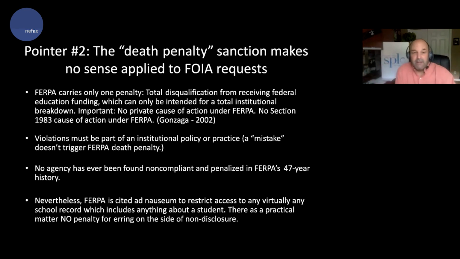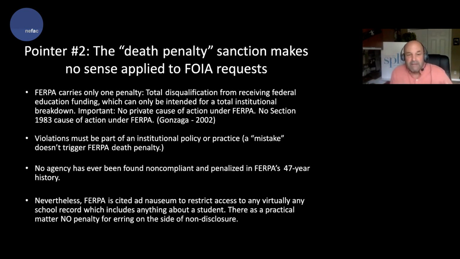Basically, probably eliminating the institution, their ability to continue conducting business. So there's no real, the downside for releasing a record that is subject to FERPA is huge. Schools will claim that. On the other hand, there really is no upside, or there is no practical penalty for erring on the side of non-disclosure.